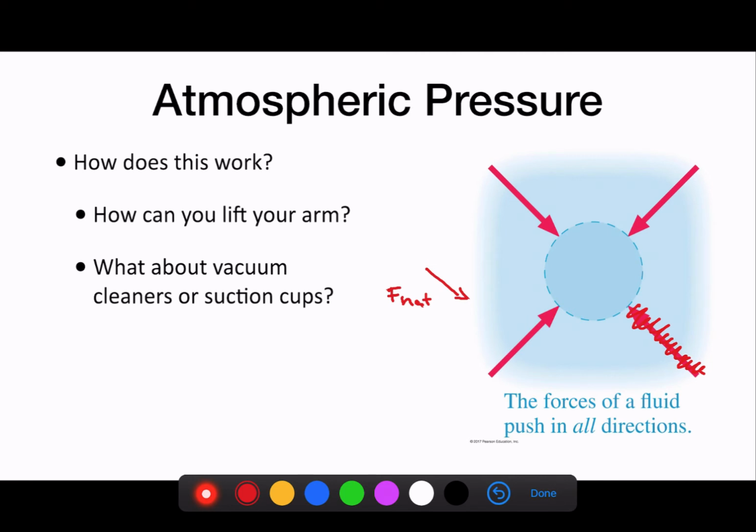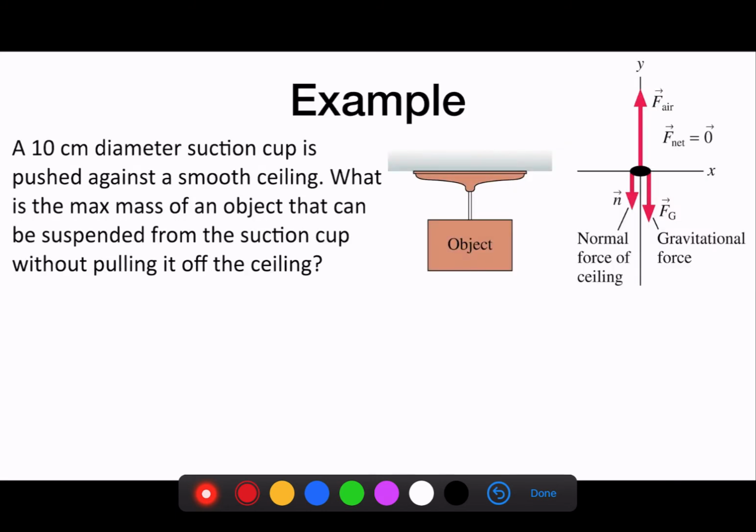Similarly with a suction cup, when you push your suction cup up against the wall, you remove the air between the suction cup and the wall. Because that air is not there, the atmospheric pressure on the opposite side pushes that suction cup up against the wall, keeping it in place. Let's go through and take a look at an example. In our example, we have a 10 centimeter diameter suction cup that's pushed against a smooth ceiling. What is the maximum mass of an object that can be suspended from this suction cup without pulling it off the ceiling?